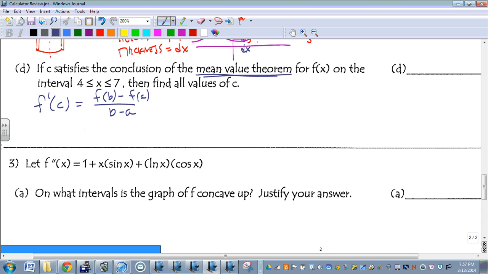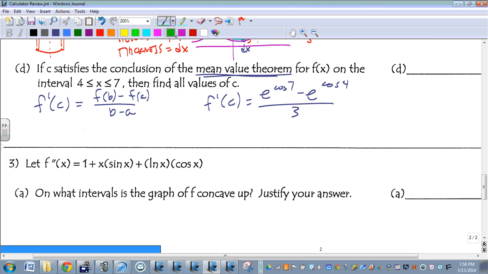So what we have here is derivative of f of C equals, in this case, f of 7 minus f of 4. So that's e to the cosine of 7 minus e to the cosine of 4 all over 7 minus 4, so all over 3. So basically, we want to know when the derivative is equal to this.